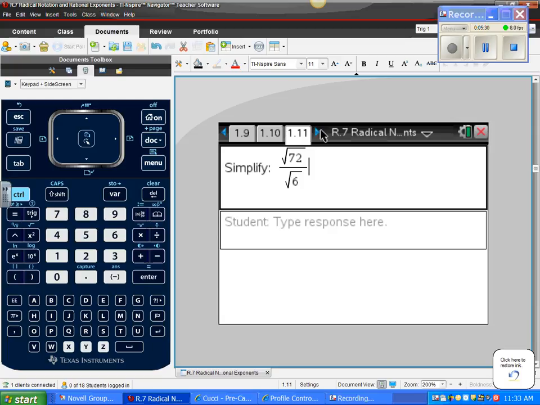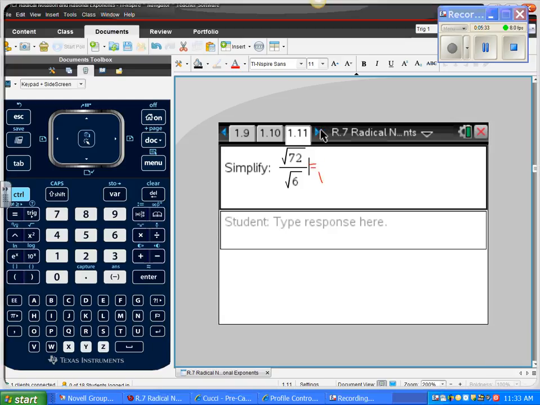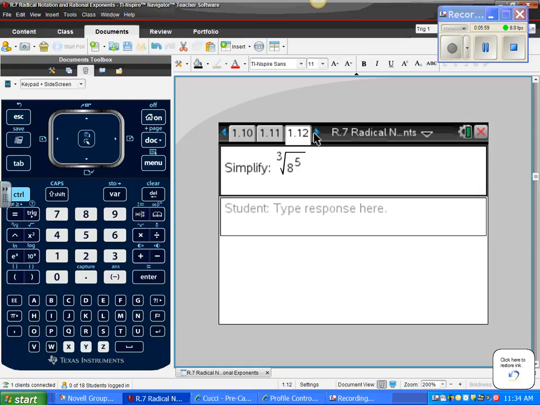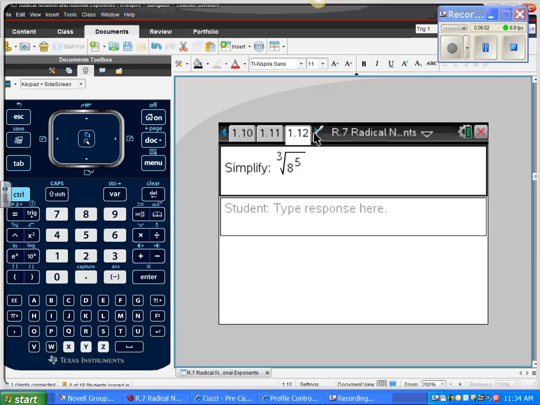Okay, square root of 72 over the square root of 6. We know that this is the same thing as the square root of 72 over 6. 72 divided by 6 is 12. Okay. Can we simplify square root of 12? Well, sure. 4 and 3, right? Square root of 4 is 2. Square root of 3. Okay, so square roots are pretty simple. Let's move on to something a little bit different that you haven't done a lot of work with, and that's cube roots. So we have the cube root of 8 to the 5th, right?